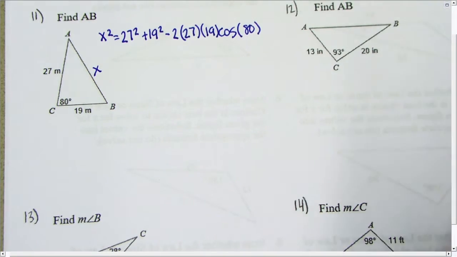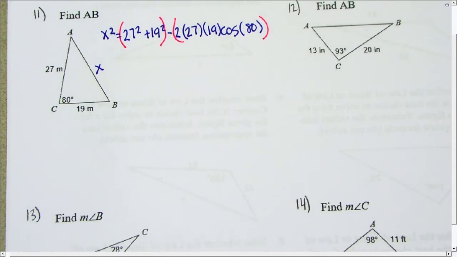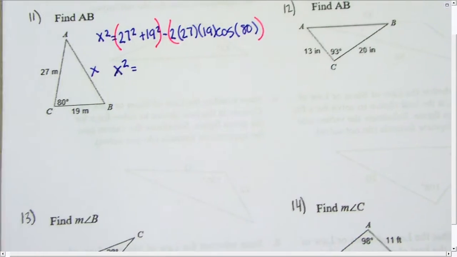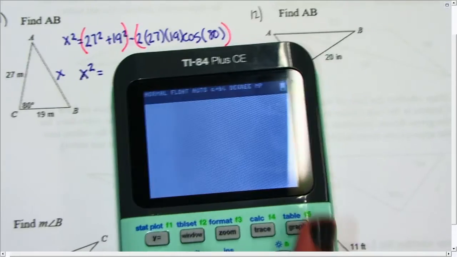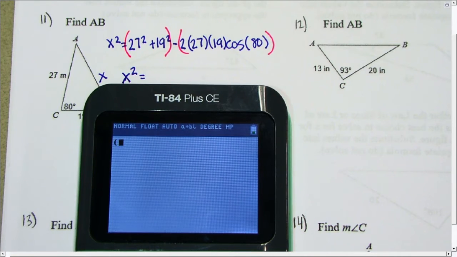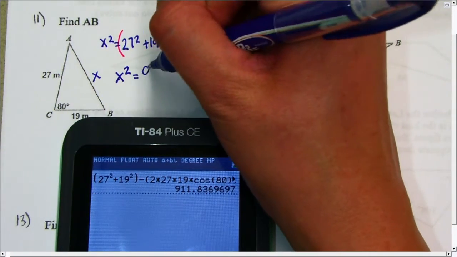Now, before I pick up my calculator, remember that I want to put these in their own parenthesis set, because whenever I'm solving problems like this, if you don't put the parentheses, there leaves more room for calculator errors, which we don't want. So let's go ahead and type everything in. The way I'm going to type it is exactly how I see it. Parenthesis 27 squared plus 19 squared, close parenthesis, minus, open a new set, 2 times 27 times 19 times cosine of 80, close the cosine, close the parenthesis, that's in pink, and I get 911.863.